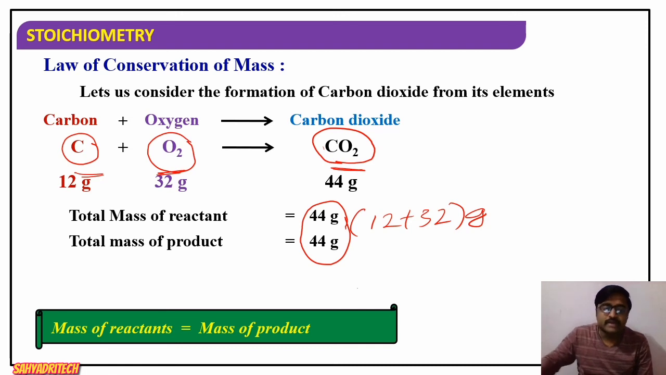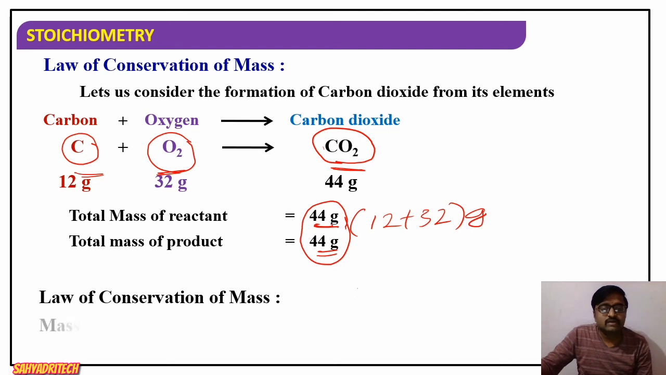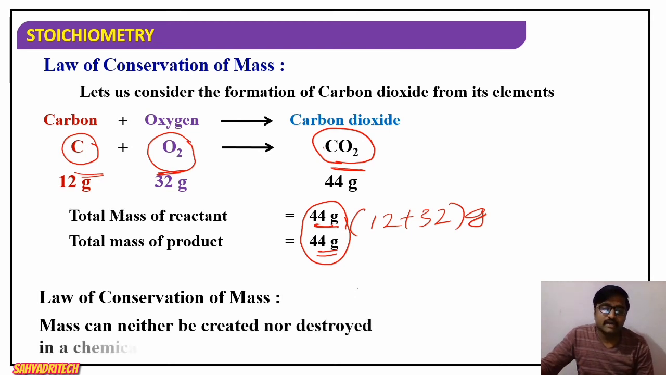If I consider the formation of carbon dioxide, the total mass of reactants is 44 gram and the total mass of product is also 44 gram. So I can say here, according to the law of conservation of mass, mass can neither be created nor destroyed. Okay, please remember this.